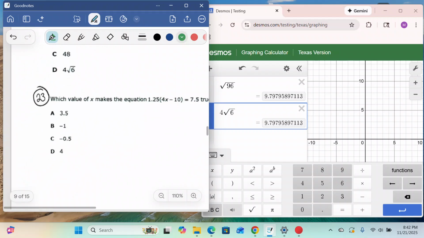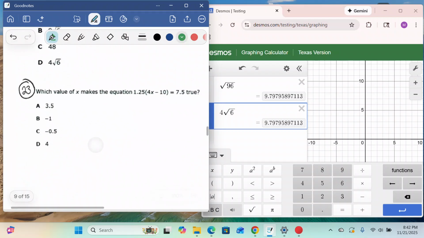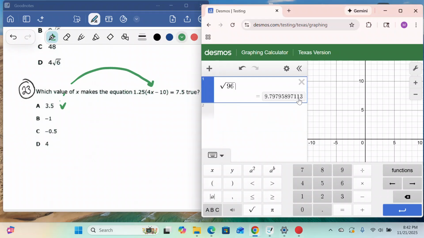This one's a good one. And this one is, which value of x makes the equation true? So I'm going to input this equation, and I'm going to test out 3.5 where x is and see if it makes the equation true. And if it is true, then that is your answer. So all we're going to do is input it as is, and instead of the x, I'm going to test it out with 3.5.